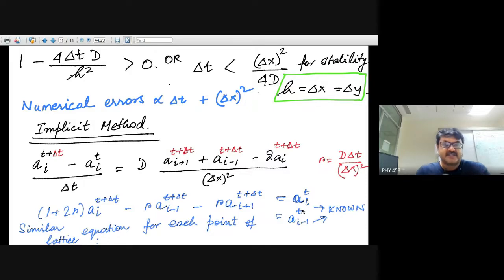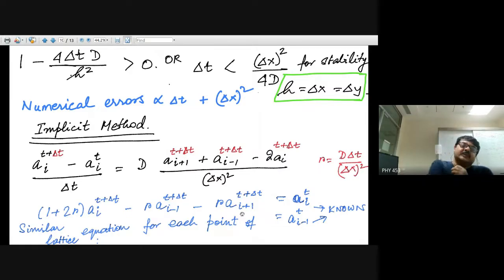You're just rearranging terms. Note here there is a_i, here there is a_(i-1), here you have a_(i+1), and you don't know the value of any of these. a_i at t plus delta t, you don't know. a_(i-1) at t plus delta t, you don't know. And a_(i+1) at t plus delta t, you don't know. What you know is only this. So these are three unknown variables, but you can write similar equations for each lattice point i, right? So then this will be i minus 1, this will be i minus 2, and this will be i.